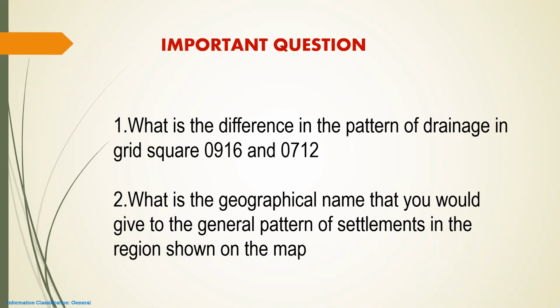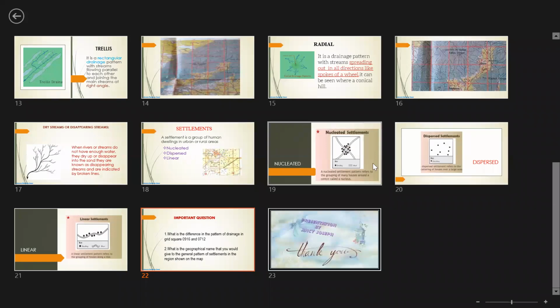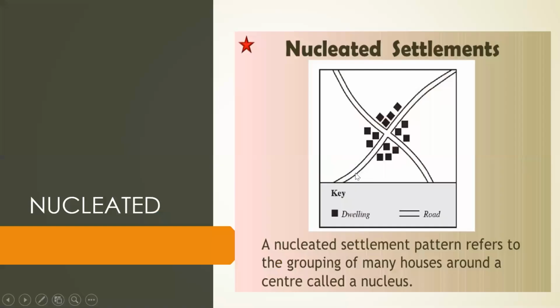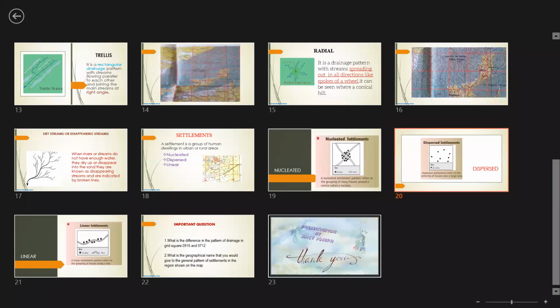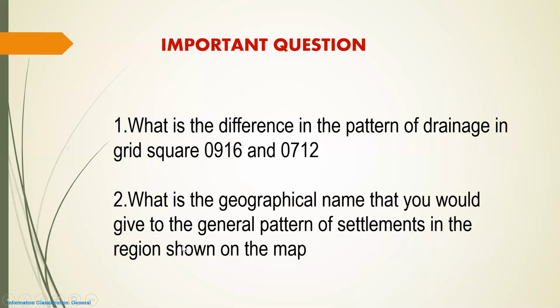The second question is: what is the geographical name that you would give to the general pattern of settlements in the region shown on the map? The question pattern I mentioned here is how the board asks the question. We learned the nucleated settlements, the dispersed settlements, and the linear settlements, different types of settlements. So what type of settlement you can see in your map, that is the question.